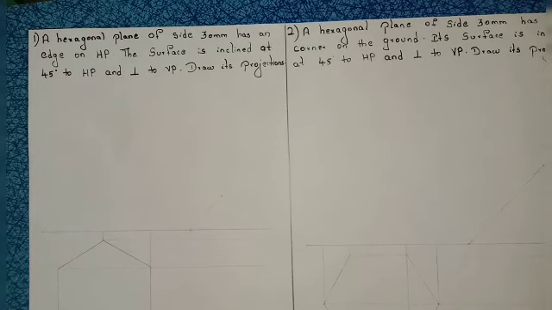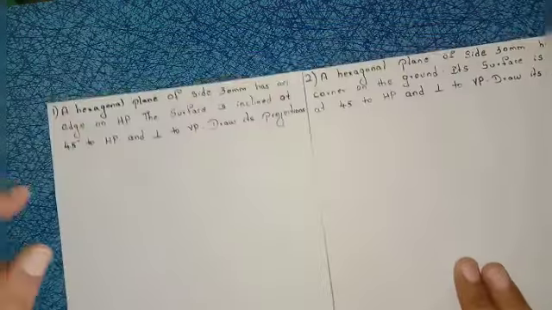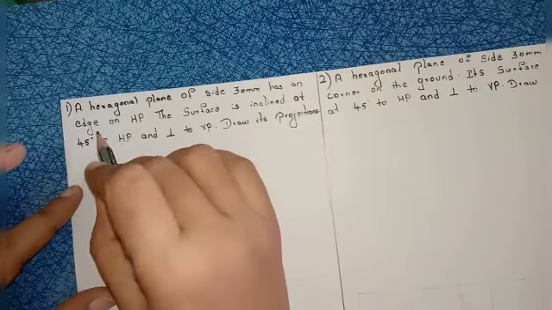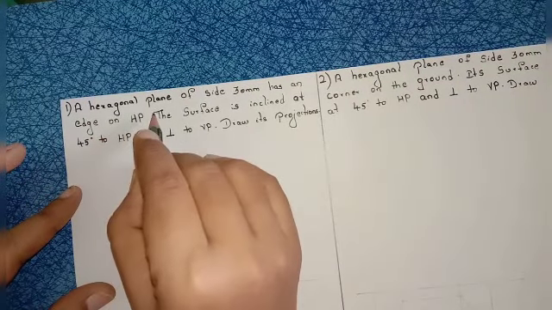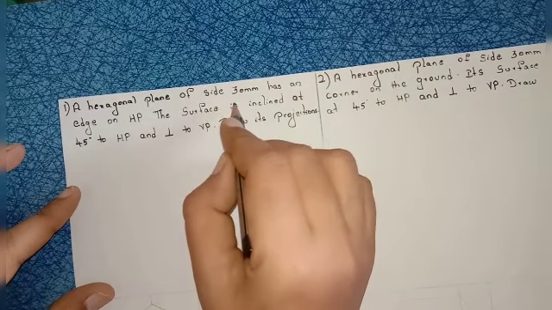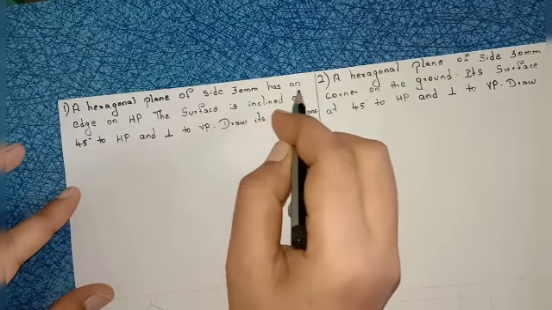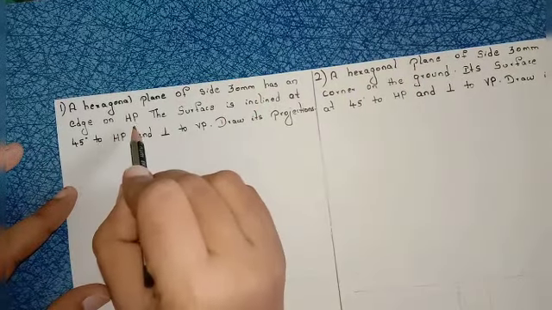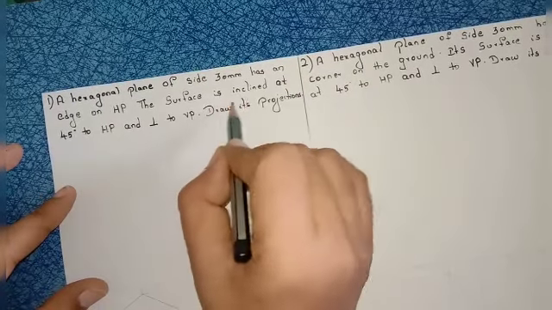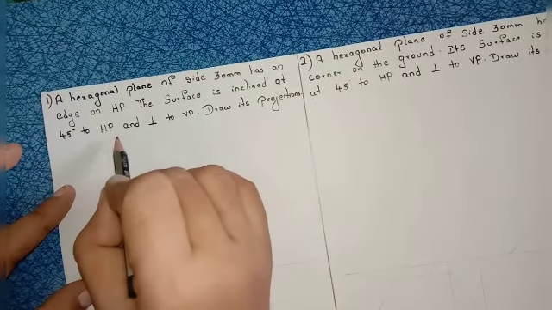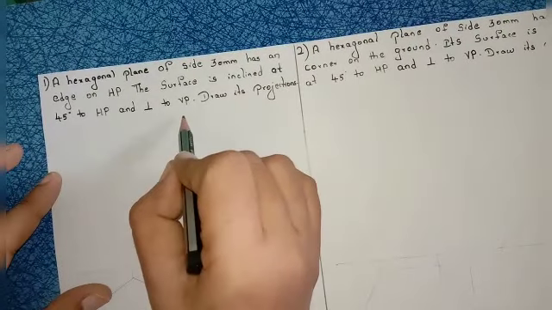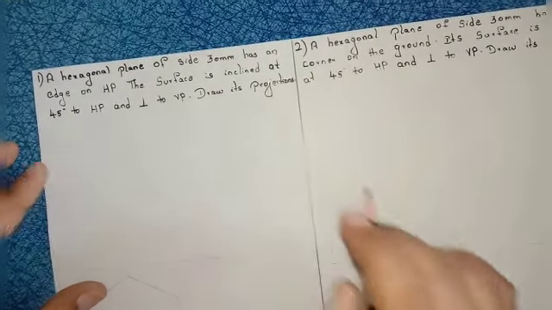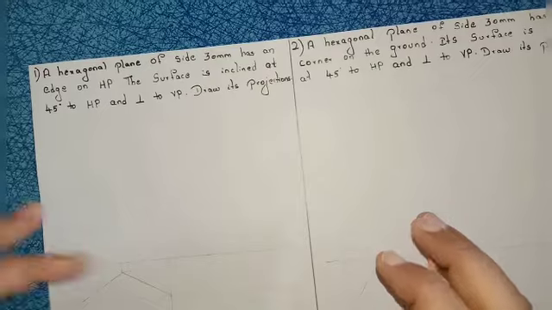Okay, so let us start the problems. Coming to the first one, the question is: a hexagonal plane of side 30 has an edge on HP. The surface is inclined at 45 degrees to HP and perpendicular to VP. Draw its projections. See, in order to solve these problems, I want to tell you how to solve them.